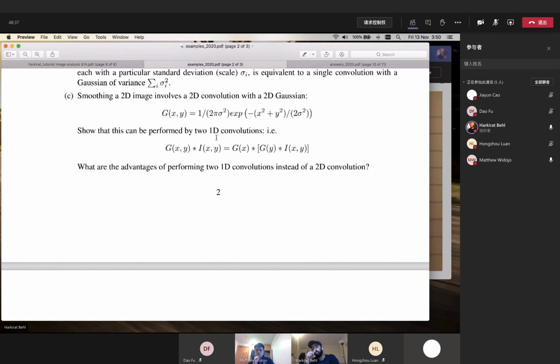So the question is, what are the advantages of performing two 1D convolutions instead of a 2D convolution? I think some of you had some issues with this one. The advantage, I think most of you wrote the correct answer, is computational complexity. It is computationally much cheaper. So it has some computational benefits.